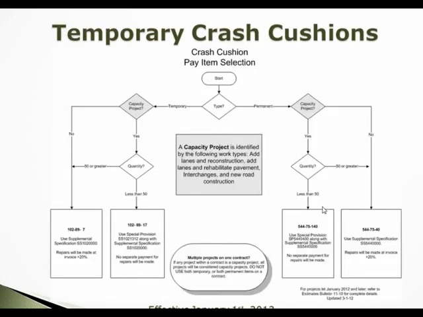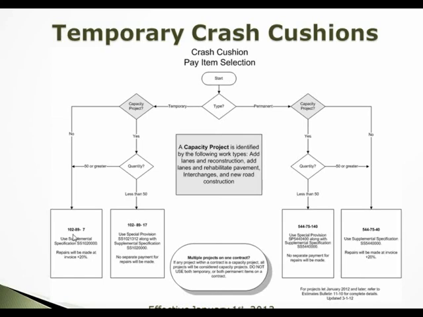And then the way we're going to pay for it is, if you look at the flow chart, we have the start and then the type: if it's temporary or permanent. If it's temporary, is it a capacity project or not? What we mean by capacity is if you're adding capacity to the roadway, in a way that you're adding lanes, you are increasing the capacity of the roadway.